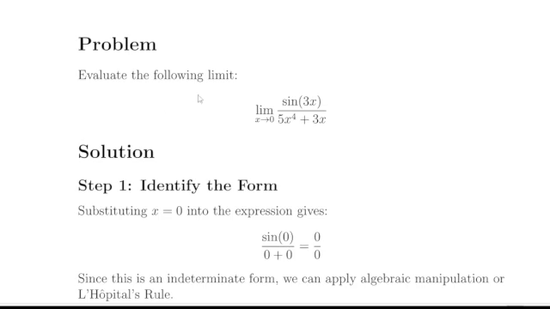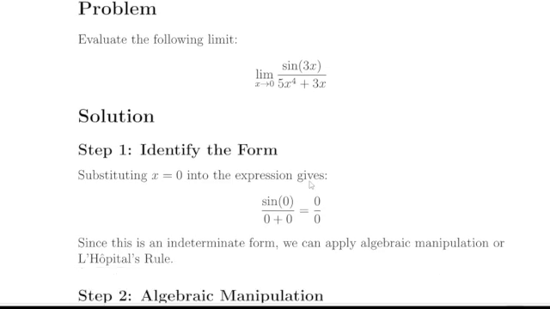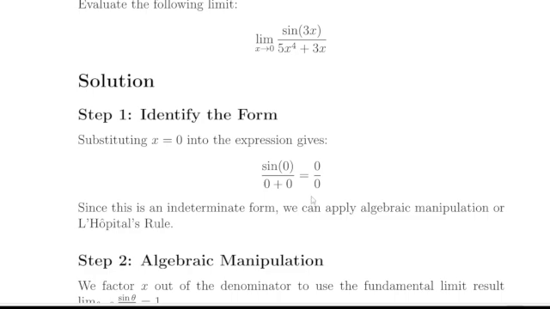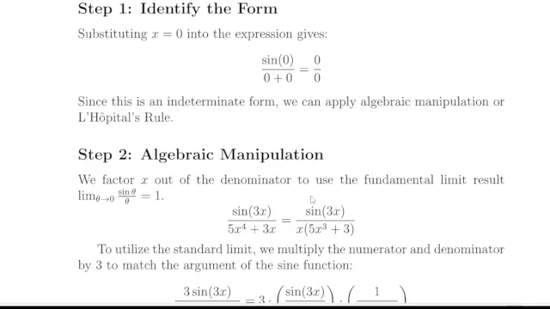In this video, we want to evaluate the following limit. Limit as x approaches 0 of sine of 3x over 5x to the fourth plus 3x. If I plug in x equals 0, I just end up getting 0 over 0. So this is an indeterminate form, so we can either use L'Hopital's rule or use clever algebraic manipulation.